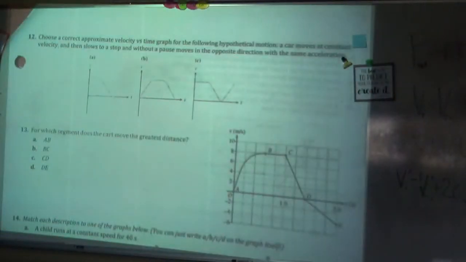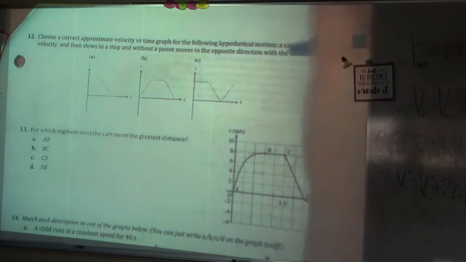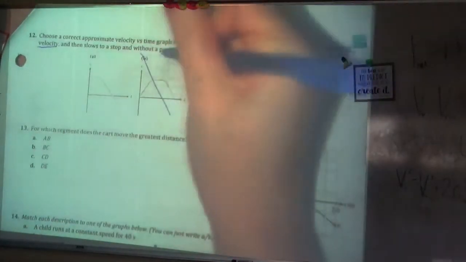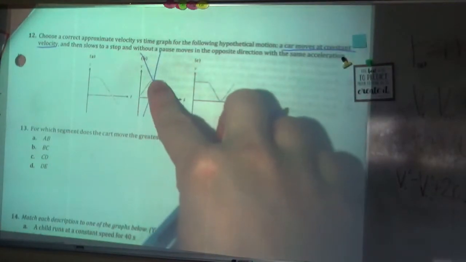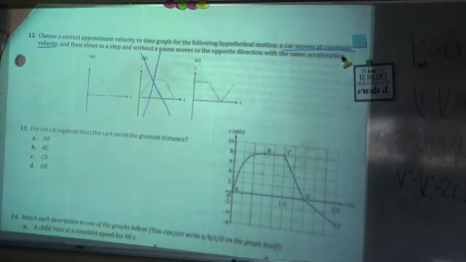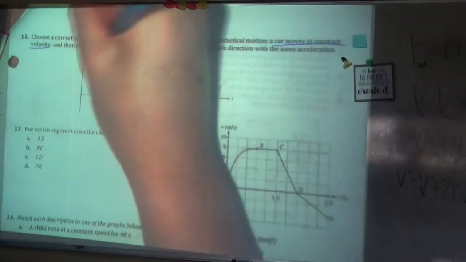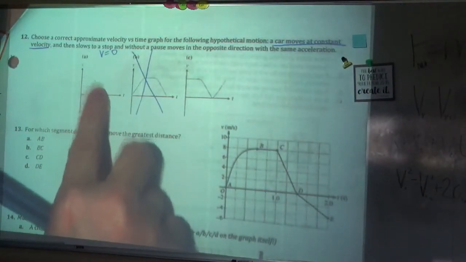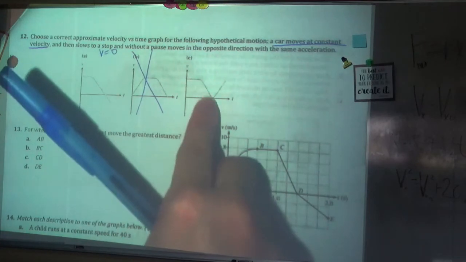12, we want a velocity versus time graph for a car that moves at constant velocity. So I can automatically cross off B, because that would be increasing velocity. I want it to move with a constant velocity and then slow to a stop, so velocity would be 0. So these both check out. I have some constant velocity and then it goes to 0, constant velocity and then it goes to 0.